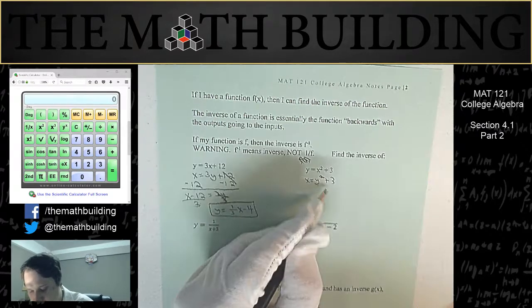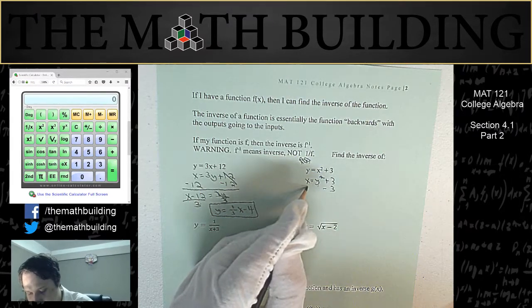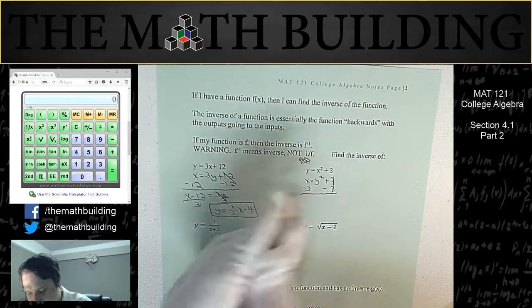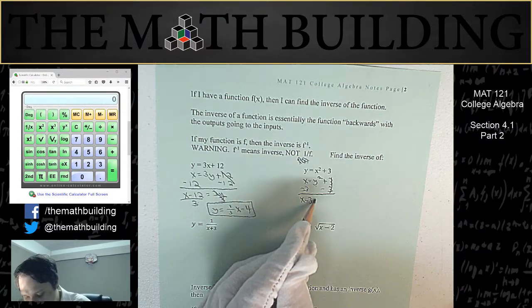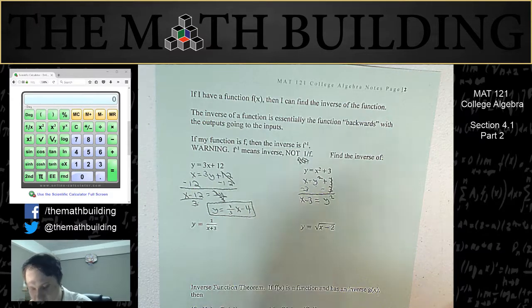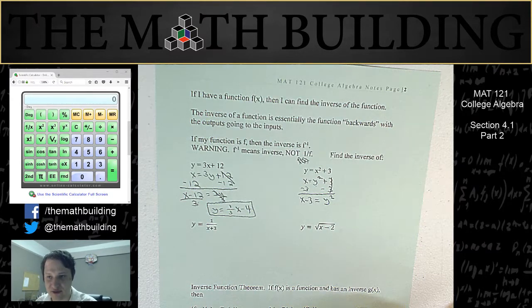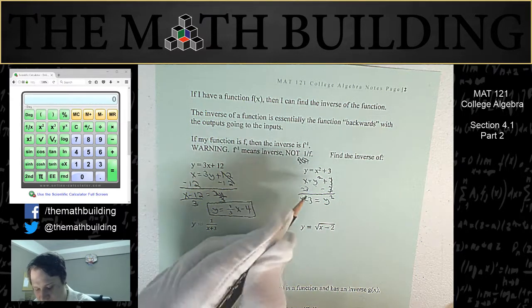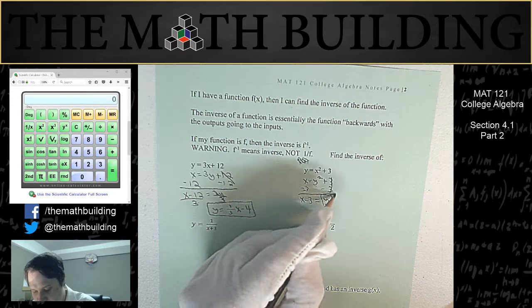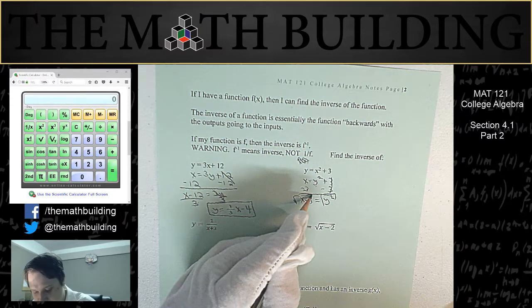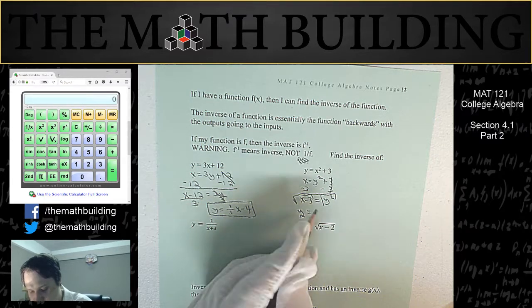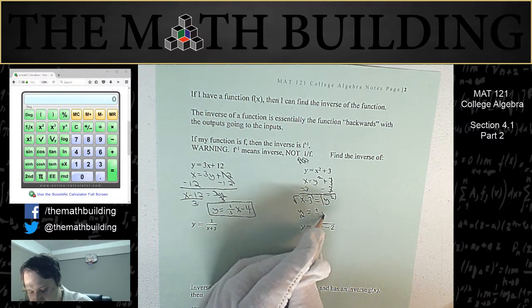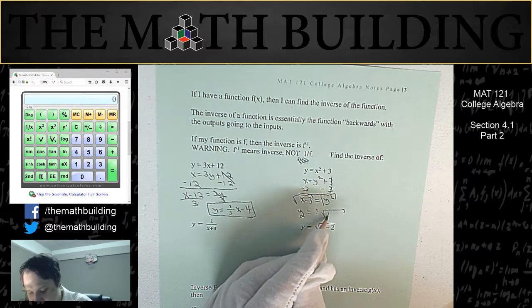So first we would subtract the 3 over. And so I have x minus 3 is equal to y squared. And how do we get y by itself? You just take the square root of both sides. So take the square root of this, take the square root of this, which gives us a final answer of y is equal to the positive or negative square root of x minus 3.